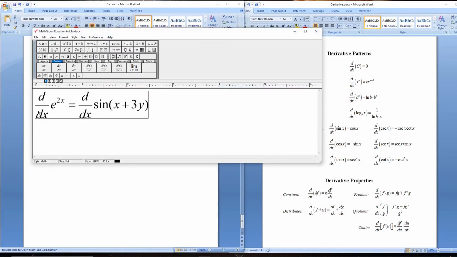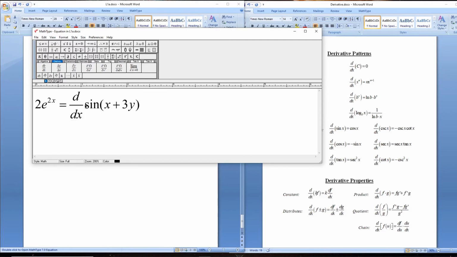Now the left side's easy enough. This is just a simple chain rule here. So the derivative of e is always itself. And then the chain rule says multiply by the derivative of the argument. The argument's 2x. That derivative is 2. And there's our derivative for the left side. Now on the right side, what do you see? What's going to happen when we do this derivative? Is there a product rule? No. Is there a quotient? No. There's no division. It's just a straight up chain.